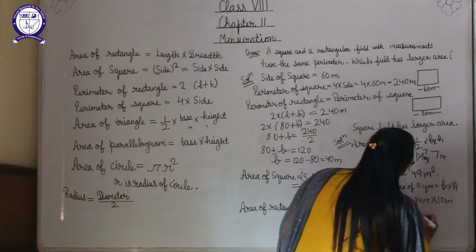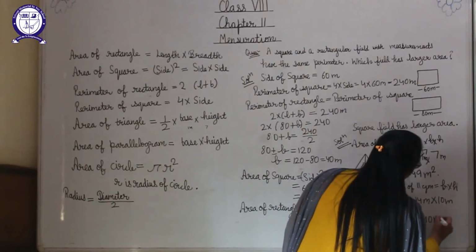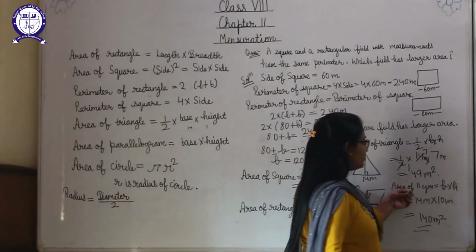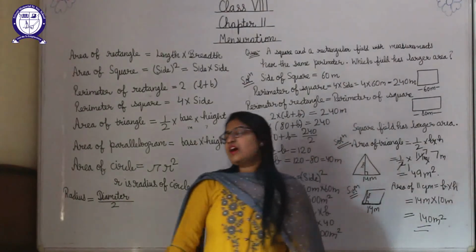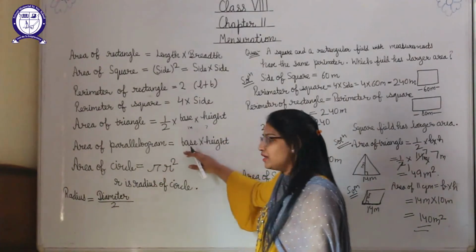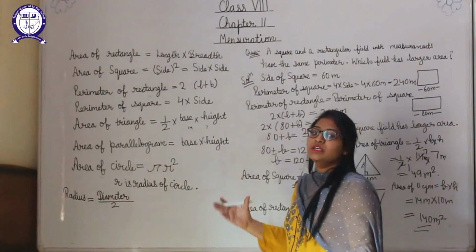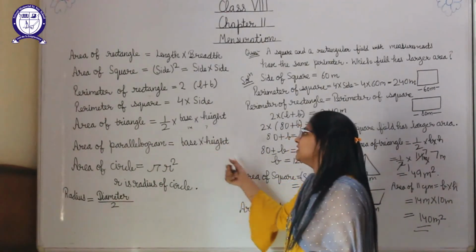14 into 10 is 140 and we will write meter square here. So the area of the parallelogram comes out to be 14 into 10, 140 meter square. That's how we can find the area of a parallelogram, that is base into height. Simply we have to multiply base and height.